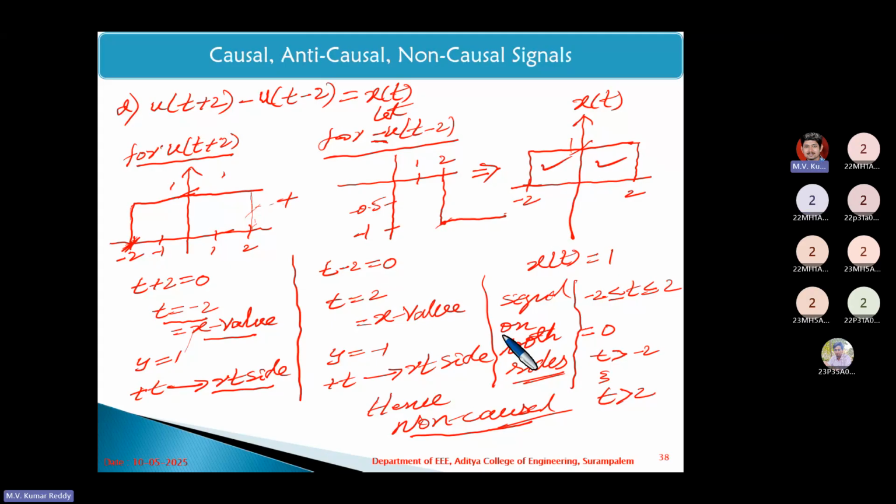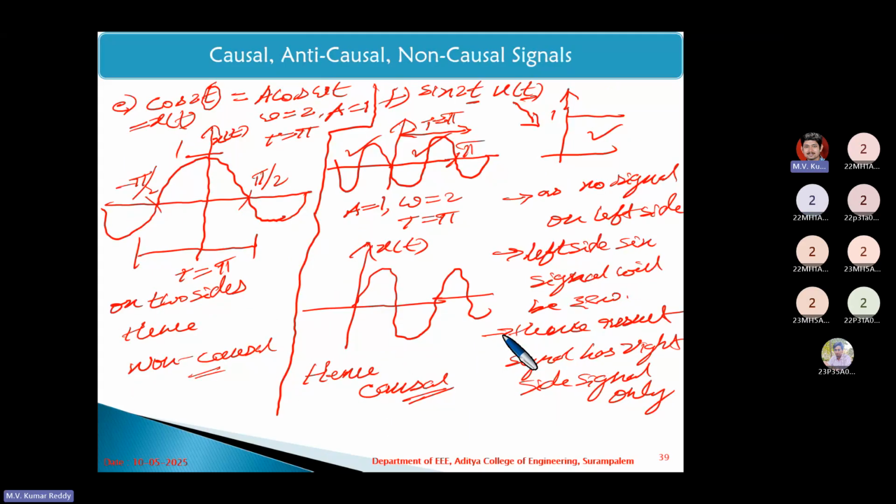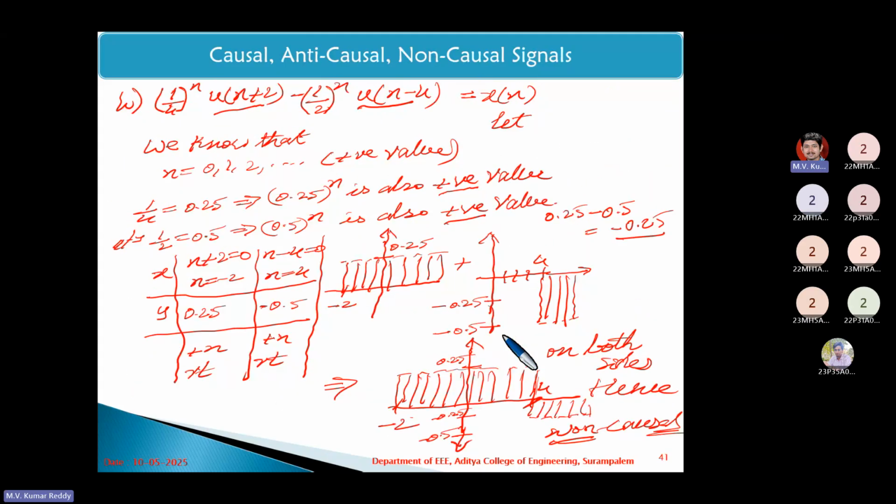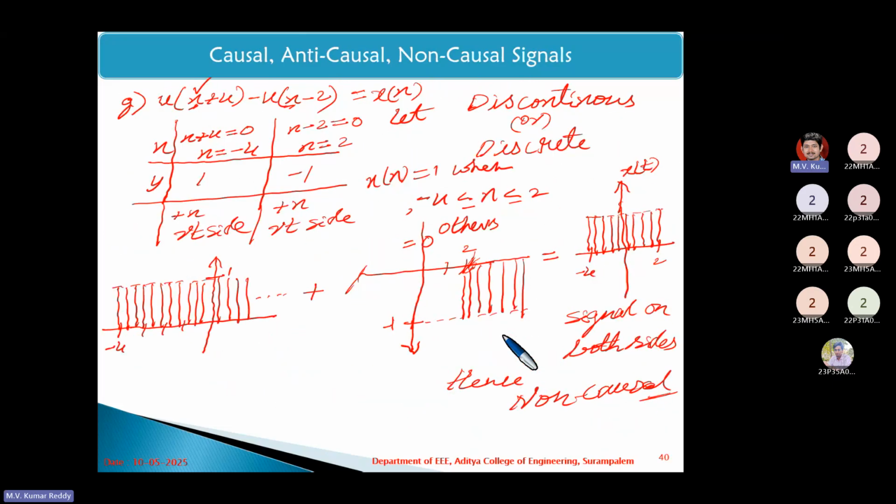Yes, sir. Next. Okay, next in discrete also. See here, in discrete also same concept. Okay, u of n plus 4. N plus 4 is equal to 0, n is equal to -4. So it starts from -4. Okay, height is 1. So waveform starts from here.